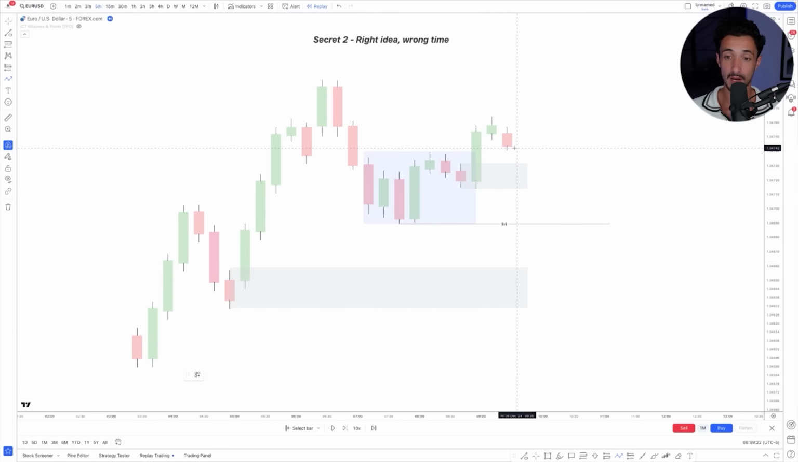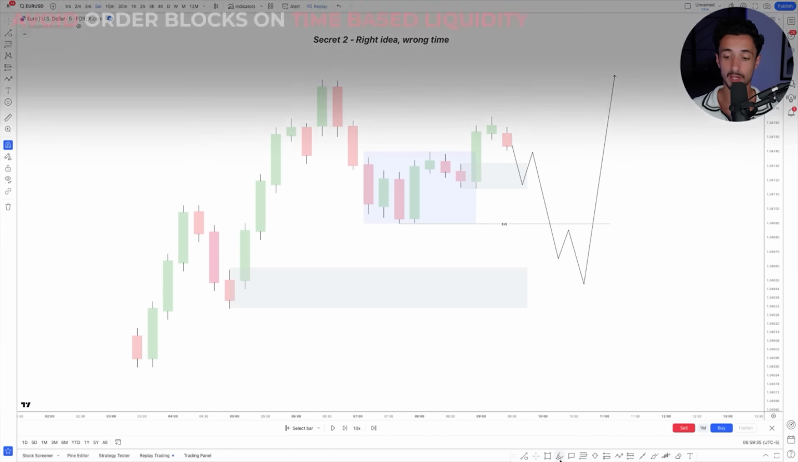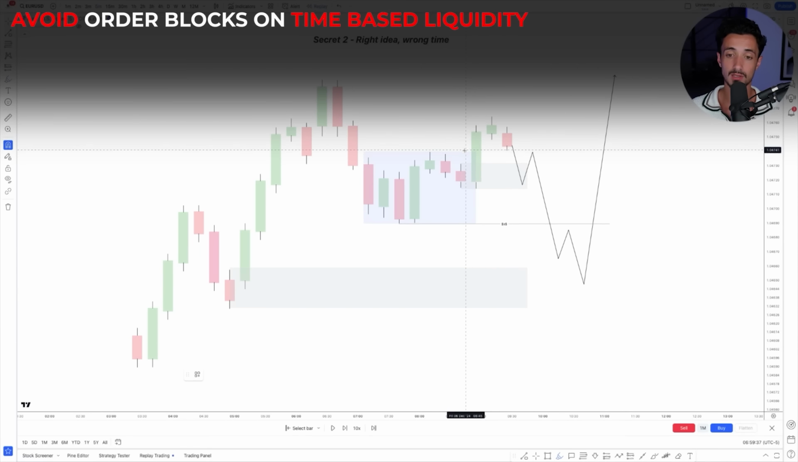So if you are this person and you are trying to trade this order block right here and you get something like this, the high likelihood is that price is going to come back into this pocket for the other order block. You want to be making sure that you're avoiding any order blocks that sit on time-based liquidity.